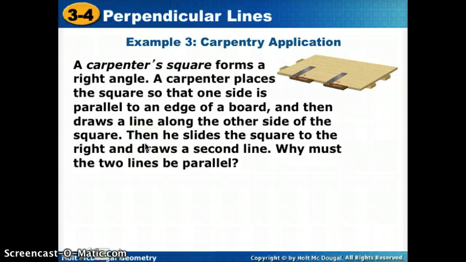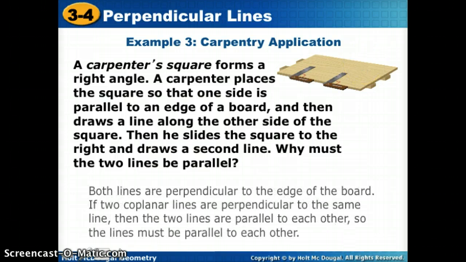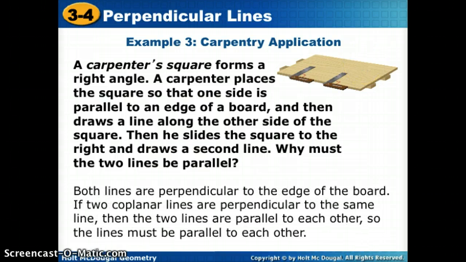So if we think about the proofs that we had, notice that this makes a right angle, so the metal side is always perpendicular to the edge of the board. If this is perpendicular here, and I move it over and it's also perpendicular here, we had a theorem that says if two lines are perpendicular to the same line, then those two lines should be parallel. So in an explanation, both sides are perpendicular to the edge of the board, because that's what the square makes.